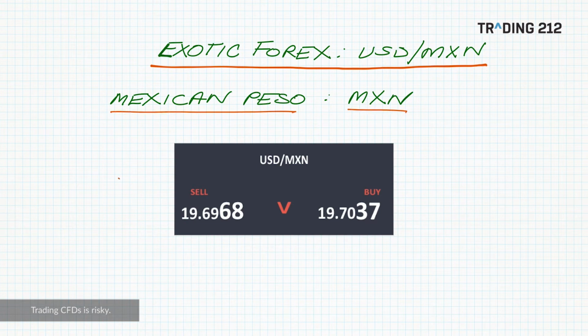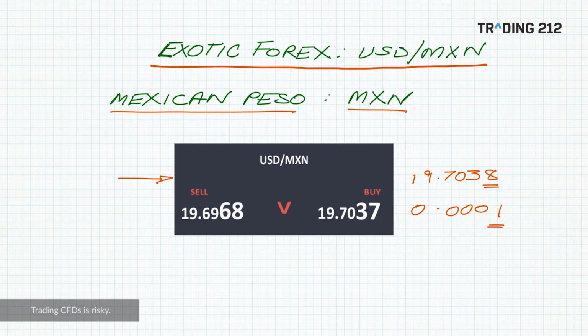As you can see from this sample quote here, the exchange rate is quite different to the ones we've looked at so far in terms of the size of the number of how many there are of the quote currency to the base currency. But 1 pip here is the 4th decimal place, which is actually the same as many currency pairs that we've looked at. So if this offer quote was to go from 19.7037 to 19.7038, that's an increase of 1 pip.